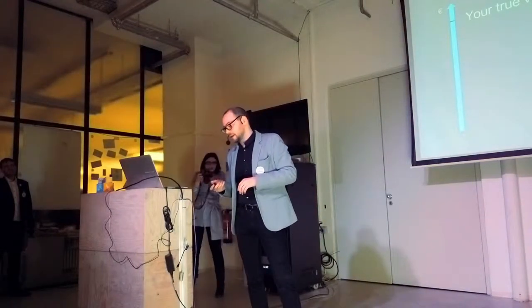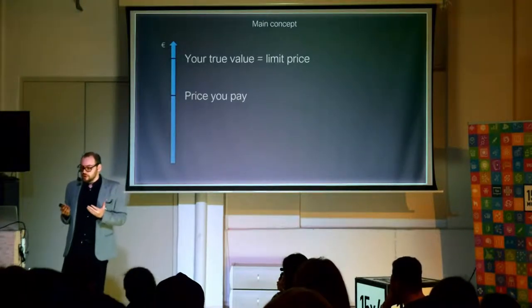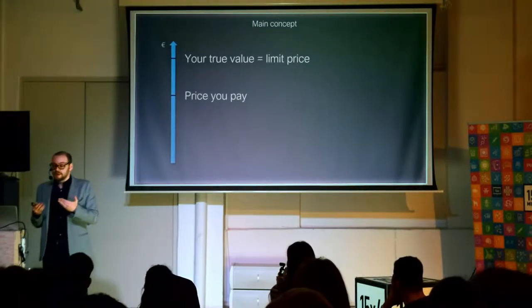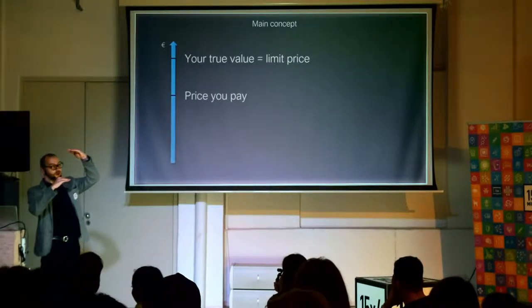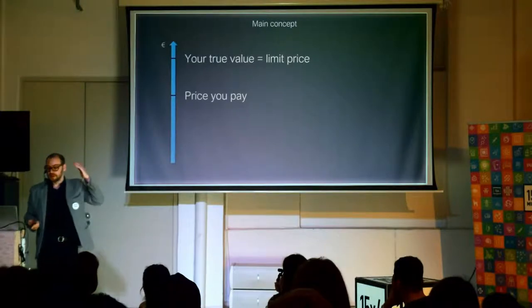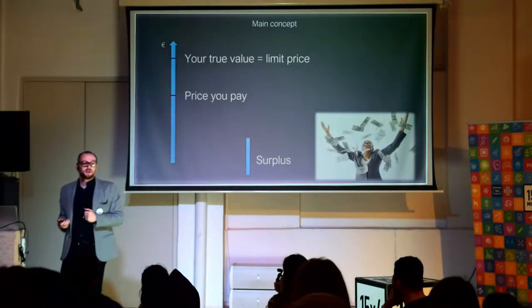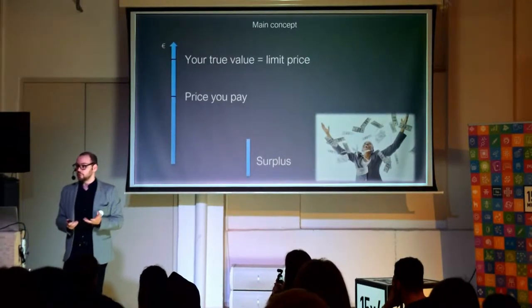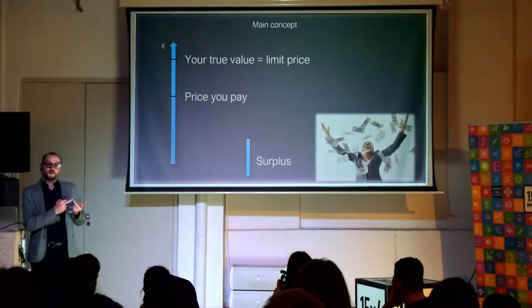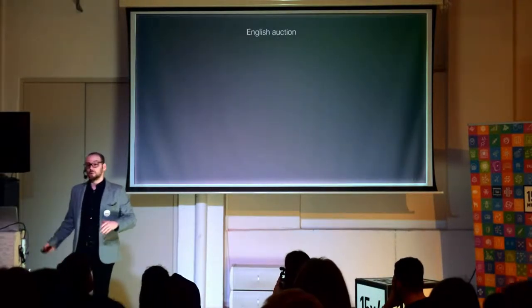And on the other hand, we have the price that you pay in an auction. So actually, the amount of money that you want to spend. And obviously, the price that you pay should be lower than your true value, so that in the end, you can gain a surplus. Well, nowadays, dozens of different auction formats exist. I will introduce the major four: the English, the Dutch, the first price and the second price auction. And let's start with the most famous one.